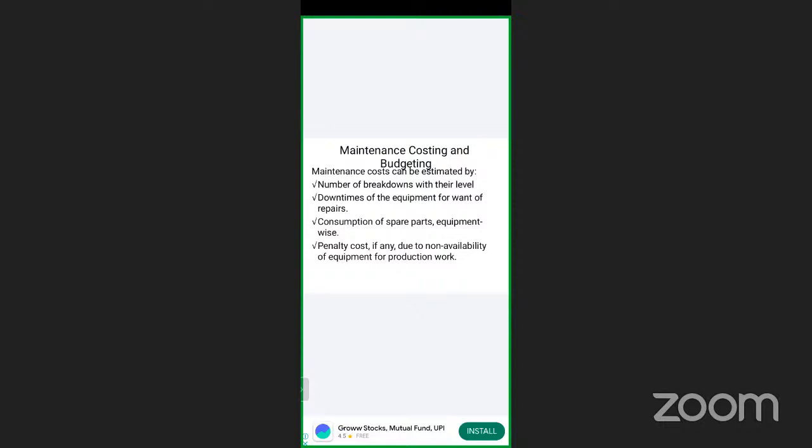So what are the different costs? I repeat. First one, there is a breakdown cost. Because of the breakdown happening, you are spending on the repairs, and you are spending on the consumption of spare parts and other equipments which are needed. And because of the breakdown, you have lost an opportunity for which you have to pay the penalty. So penalty is basically the opportunity loss which you are talking about here.